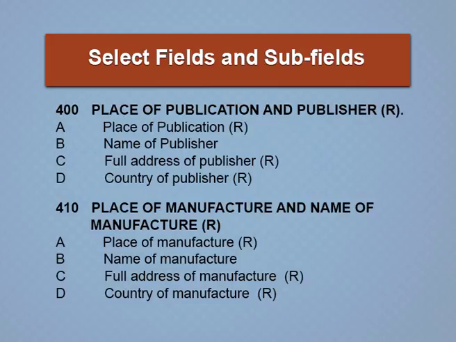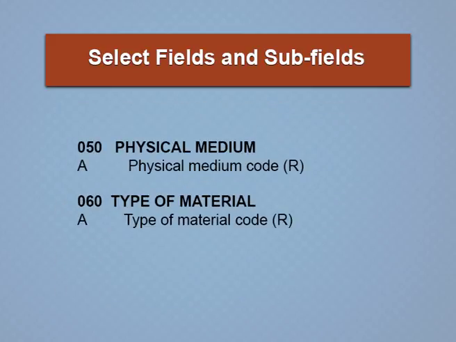Suppose you are defining the field 400 place of publication and publisher. So, you need to define the A for subfield A place of publication, subfield B name of publisher, subfield C full address of publisher, and subfield D country of publisher. You need to make 400 as a whole repeatable, subfield A repeatable, subfield C repeatable and subfield D repeatable. So, in this way you can take the help of the manual and you can design your database.